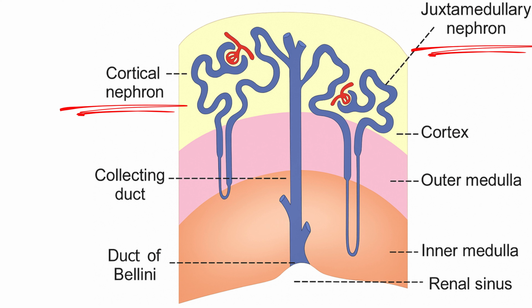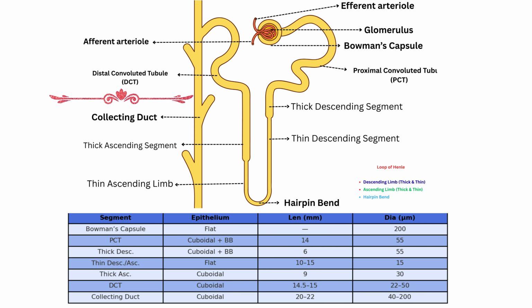Now the distal convoluted tubule or DCT is the direct continuation of the thick ascending limb of the loop of Henle. It lies in the cortex of the kidney and eventually continues as the collecting duct. The DCT measures about 14.5 to 15 millimeters in length and has a diameter ranging from 22 to 50 micrometers. From the microscopic perspective, it is lined by a single layer of cuboidal epithelial cells without a brush border.